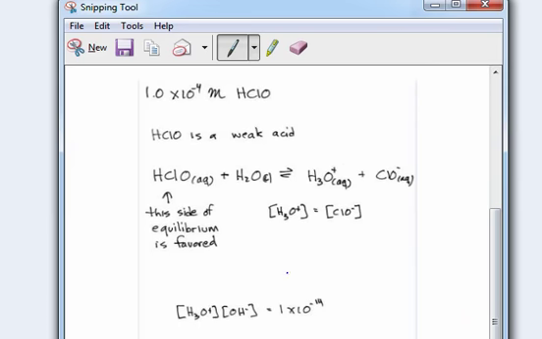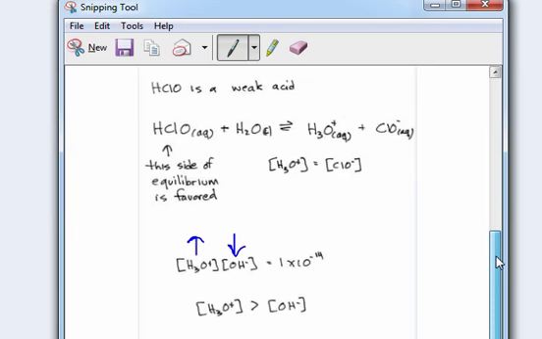Now let's look at hydroxide. We know that the product of the concentration of hydronium times hydroxide has to equal Kw, or 1 times 10 to the minus 14th. So because we're dissolving a weak acid in water, our concentration of hydronium is going up, and therefore our concentration of hydroxide is going down. So therefore we know that our concentration of hydronium and our concentration of hypochlorite is greater than that of hydroxide. So there it is right there, hydronium is greater than hydroxide based on this relationship.